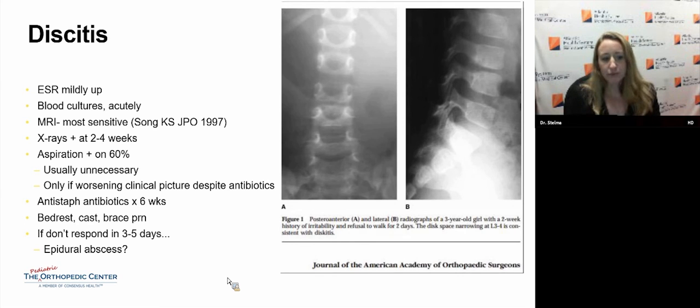And then sometimes we can include bed rest, a cast, or a brace as needed, depending on how much it's affecting that spine. Just to skip to those x-rays on the right, what you can see is disc space narrowing, so a collapse of those vertebrae closer together on the AP and lateral x-ray. We're not yet seeing destruction of that end plate, and we're not seeing a complete obliteration of that disc space, which can develop later. And also, if they're not responding in about 3 to 5 days, you want to think about what else could be infected, and they could have developed an epidural abscess, and that would definitely need debridement.